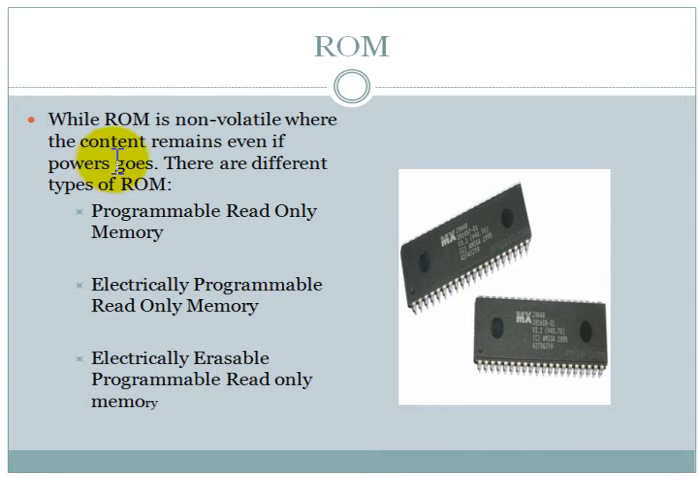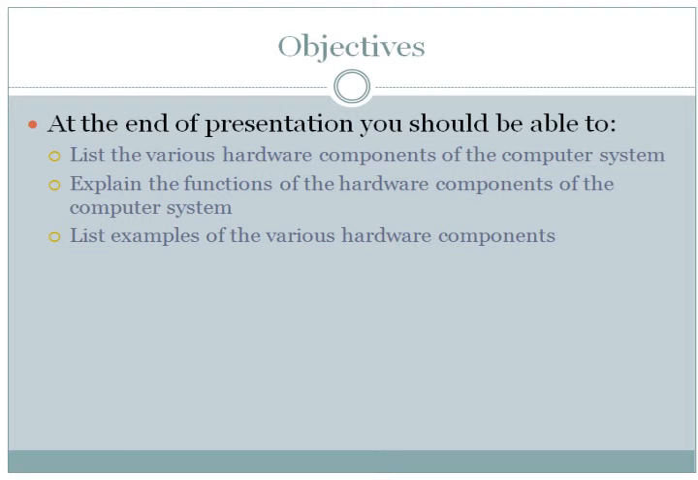And the other is the ROM, or the read-only memory. While RAM is volatile, ROM is non-volatile, where the content remains even if power goes. There are different types of ROM: the programmable read-only memory, the electrically programmable read-only memory, and the electrically erasable programmable read-only memory.